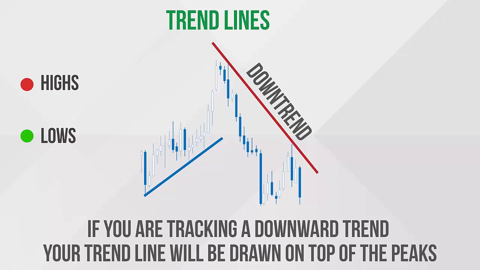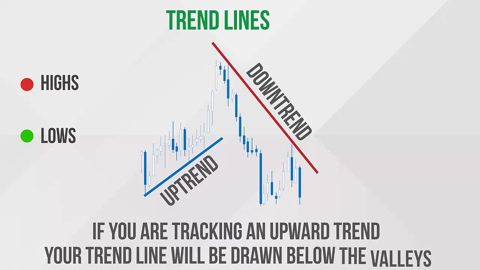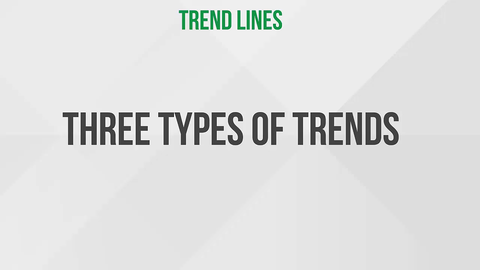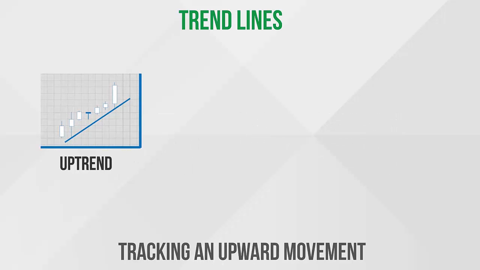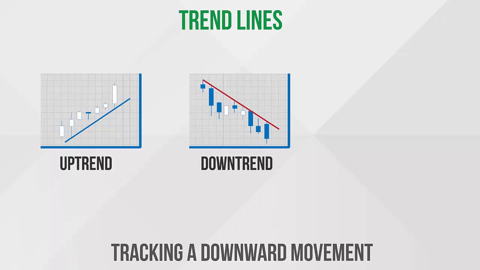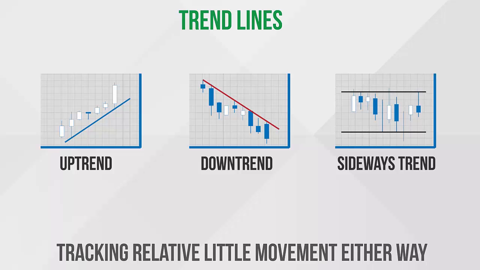If you were tracking a downward trend, your trend line will be drawn on top of the peaks, and if you were tracking an upward trend, your trend line will be drawn below the valleys. There are 3 kinds of trends that you will need to analyze as a Forex trader. Uptrends, tracking an upward movement. Downtrends, tracking a downward movement. And sideways trends, tracking relatively little movement either way.